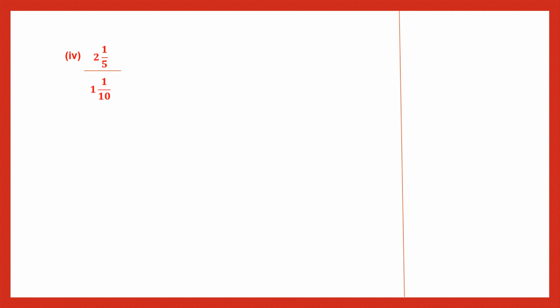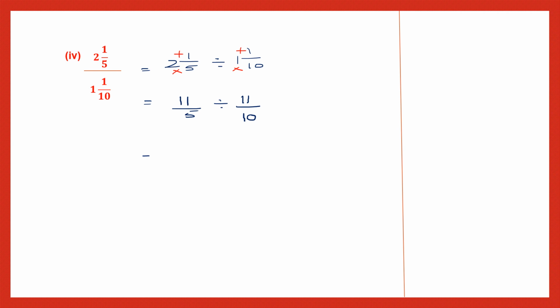Question 4. Here we have 2 1 by 5 divided by 1 1 by 10. So first let's convert both these mixed numbers. 5 twos are 10 plus 1 is 11. So that will be 11 by 5 divided by, now on the other side we have 10 into 1 is 10 plus 1 is 11 again. So here we have 11 by 10.